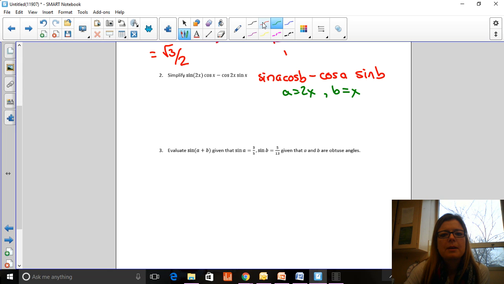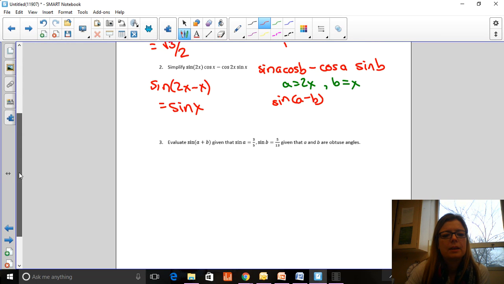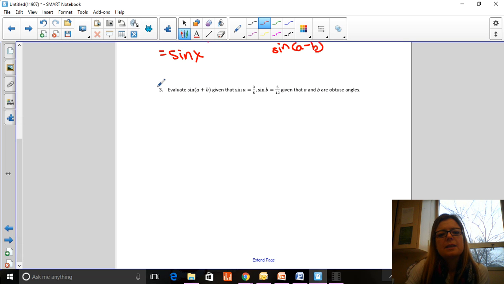So this is the same as sine of A minus B. So then this can be rewritten as the sine of 2x minus x. So this is just equivalent to sine x. And that's it. We're done. Okay? All right, so this is a specific type of question.